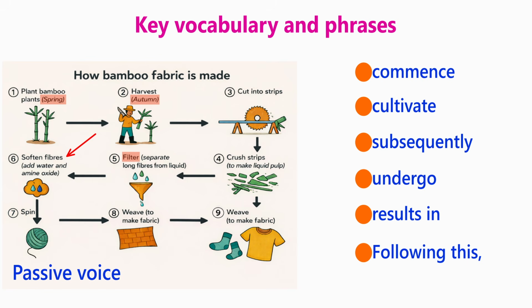And the next stage is about softening those fibers. So we can say those fibers are softened. What happens here? By adding water and amine oxide, and then the spinning process is the next process, and after spinning, they're woven to make fabric, and then they are used for clothing items like, for example, socks or t-shirts. So these are the verbs and the phrases we need to write this report.